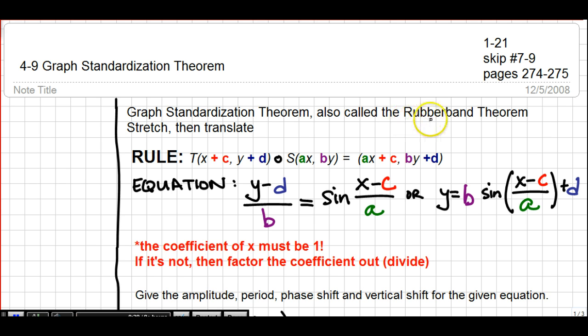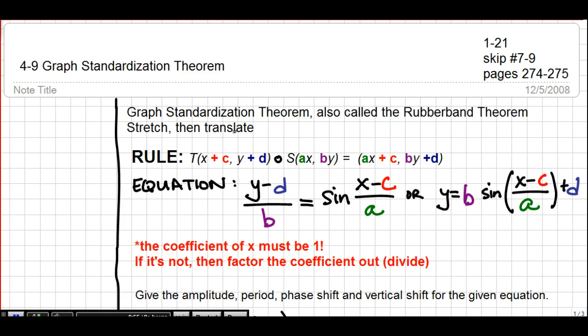So the Rubberband Theorem is a really nice title for the Graph Standardization Theorem because it helps you remember what order to go in. You should stretch and then translate. Just like when you shoot a rubber band, you stretch it out, and then when you let go, it translates or slides to a new location.